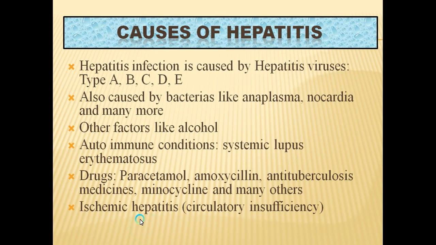Now we have different causes of hepatitis. It is a continuation of the causes. We have different types of hepatitis virus, which are called A, B, C, D, E. So these are all hepatitis virus: hepatitis A, hepatitis B, C, D, and E.